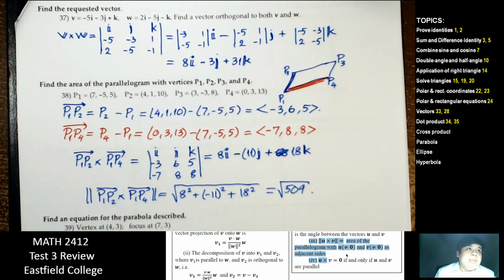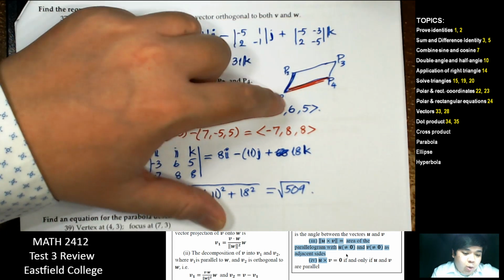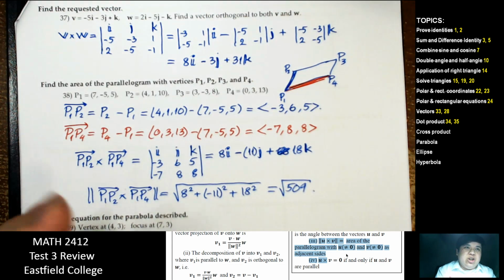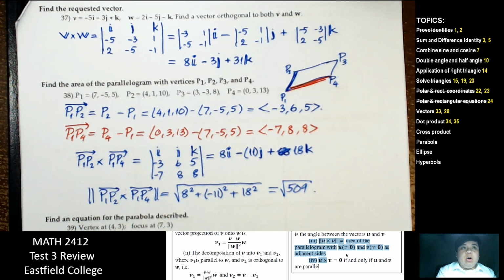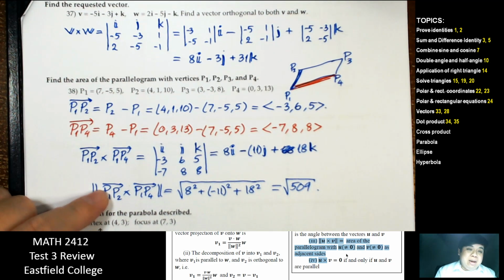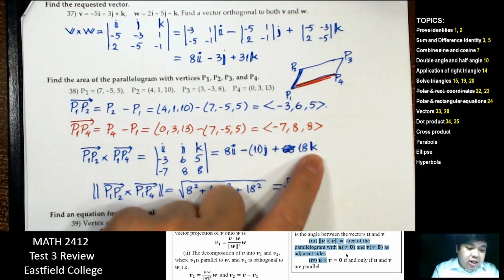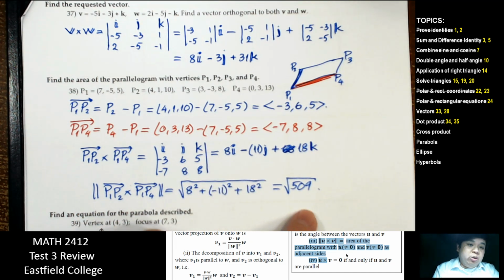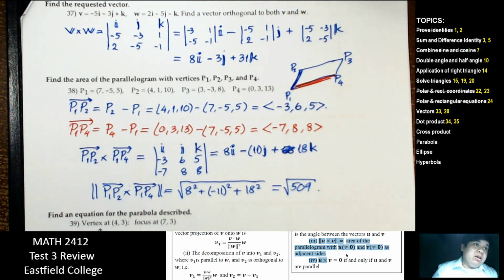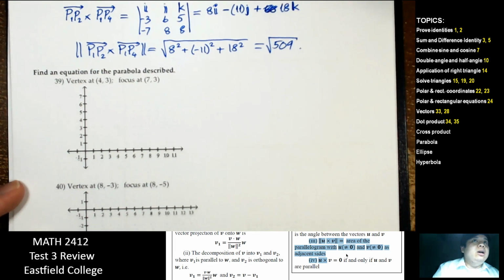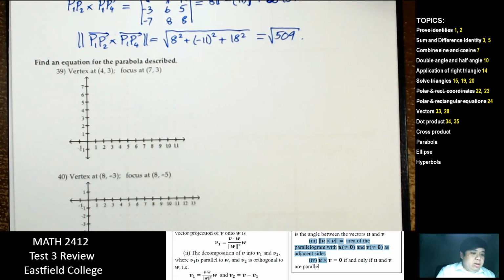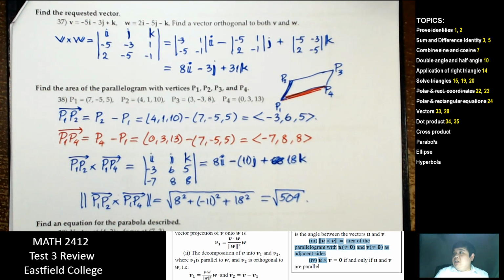So it's that. Yeah. So we need to find P1, P2, just the two adjacent sides, and then do the cross product. And we need to take the magnitude, because the cross product is a vector. We need to find the magnitude of it, which is a number. Right. Next we go to... Let me update the list.